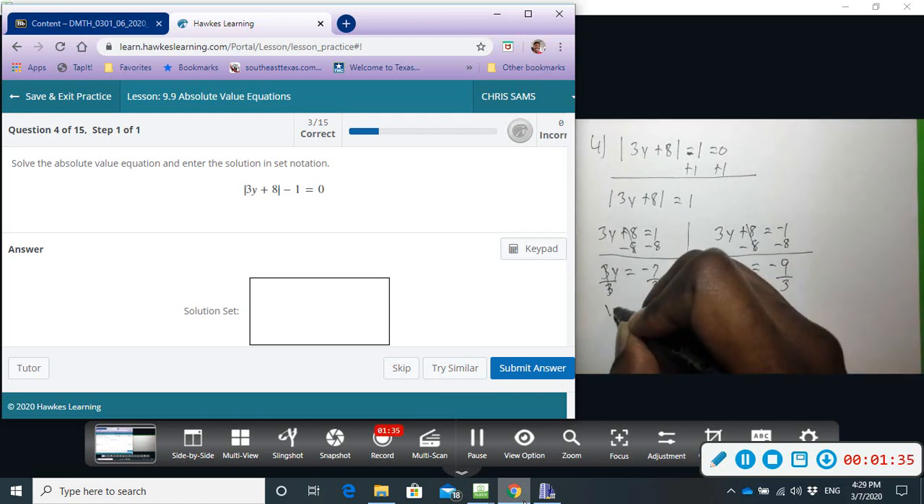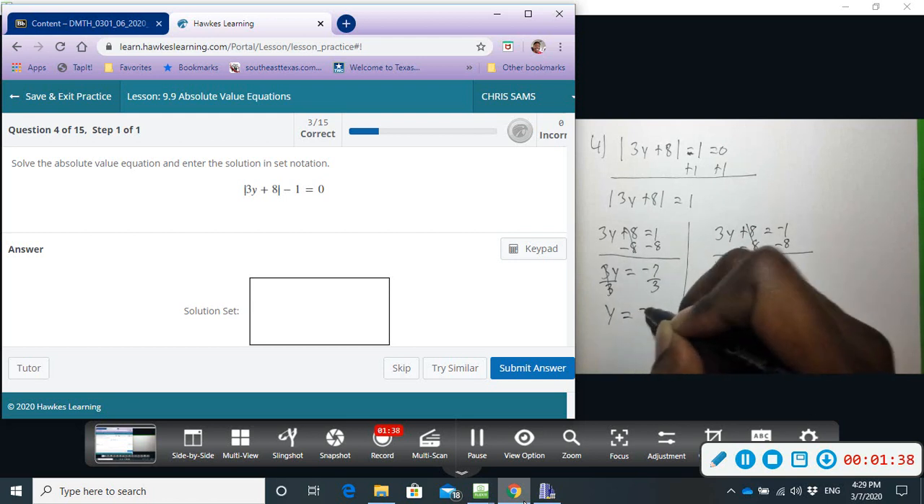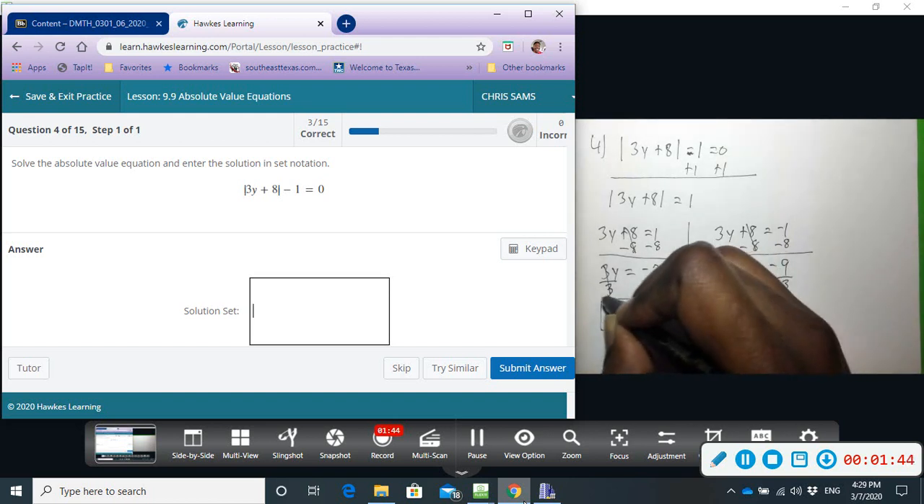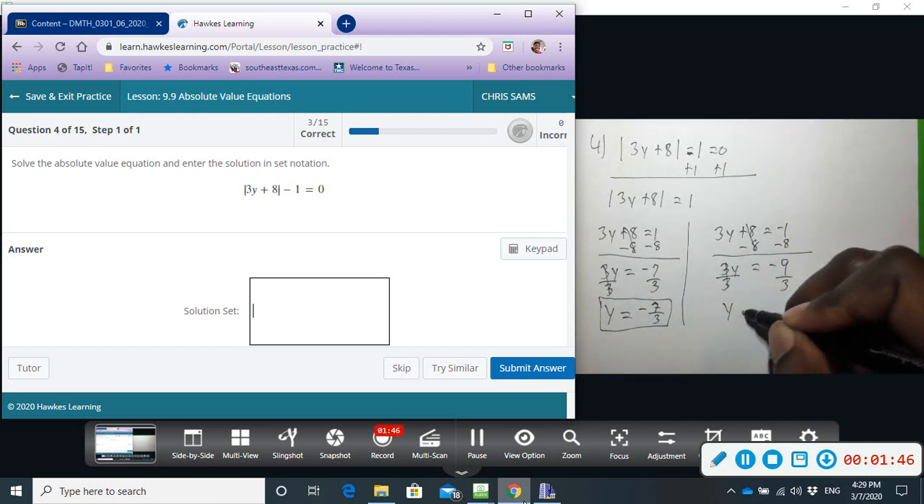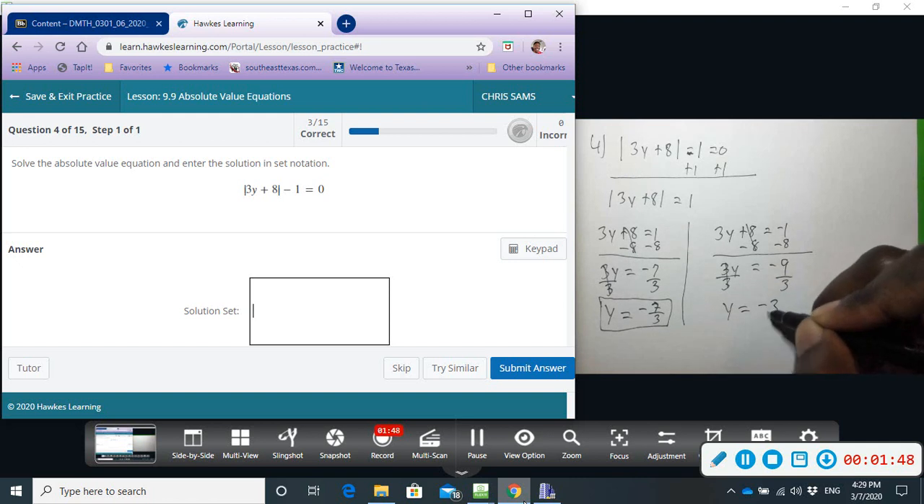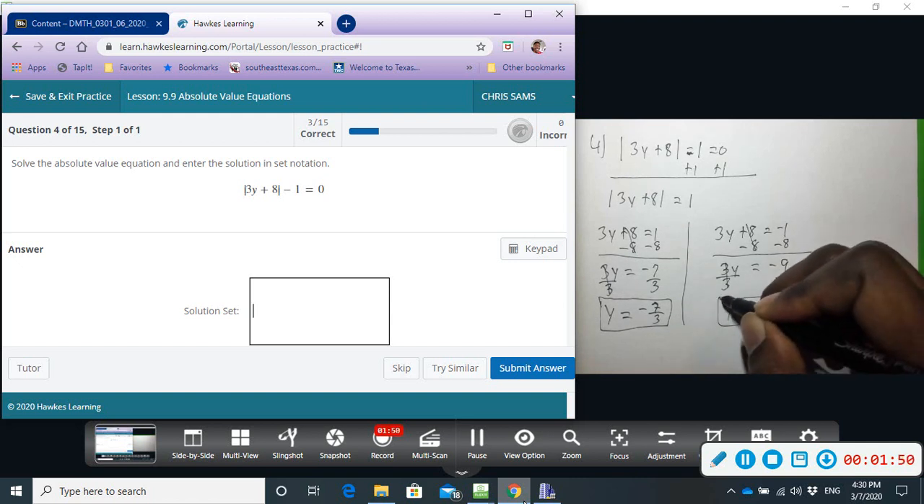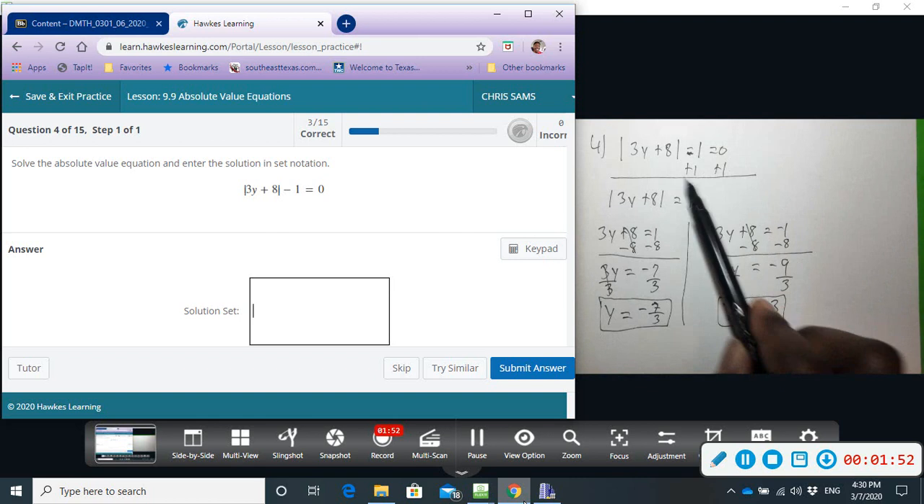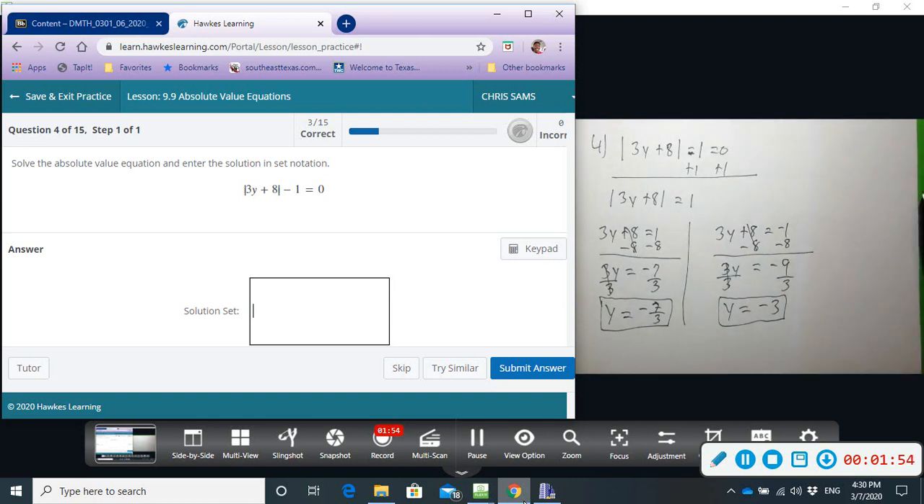And we get y equals, this will be a fraction, negative 7 over 3. And then here we get y equals, this will be negative 3. Okay, so these are the two numbers that if we plug them in, we would get a positive or negative 1.